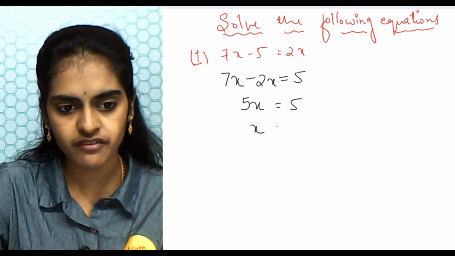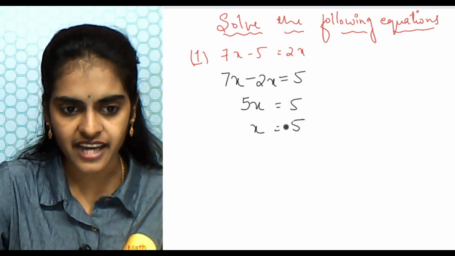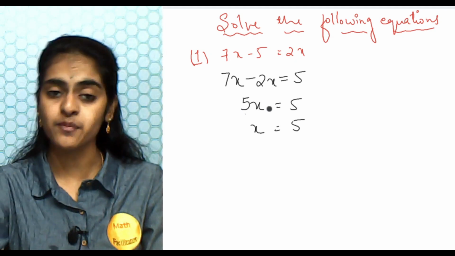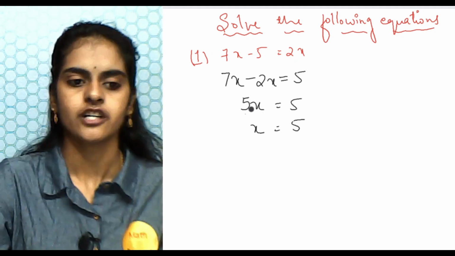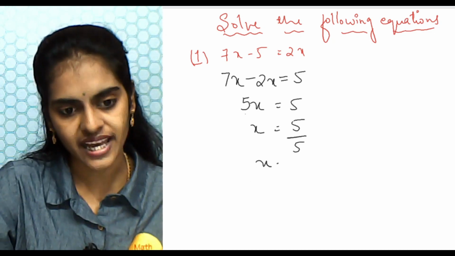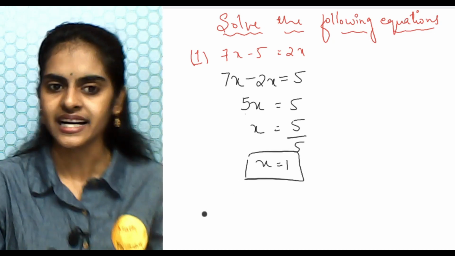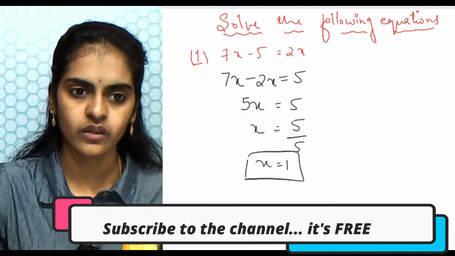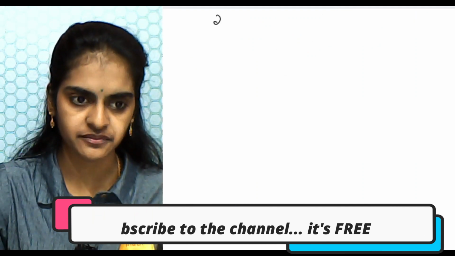Now what is the value of x? 5x is nothing but 5 multiplied by x. So sending this 5 to the other side becomes division. So x is 1. Clear? So let us move on to the next question now.